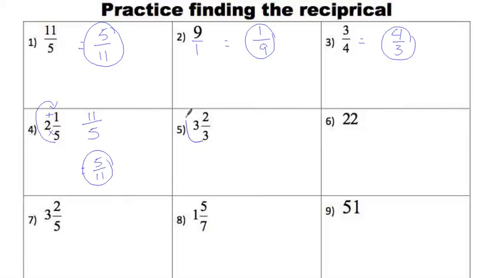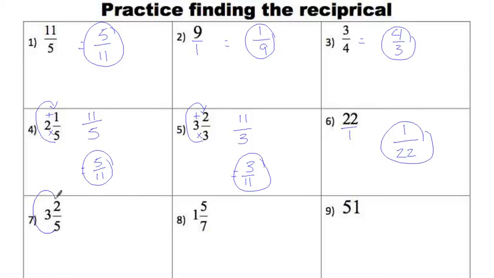Same thing here. I need to do the magic C. Multiply at the bottom, add at the top. 3 times 3 is 9, plus 2 more gives me 11 over 3. Reciprocal then becomes 3 over 11. Lonely whole numbers go over 1, then find the reciprocal, which is 1 over 22.